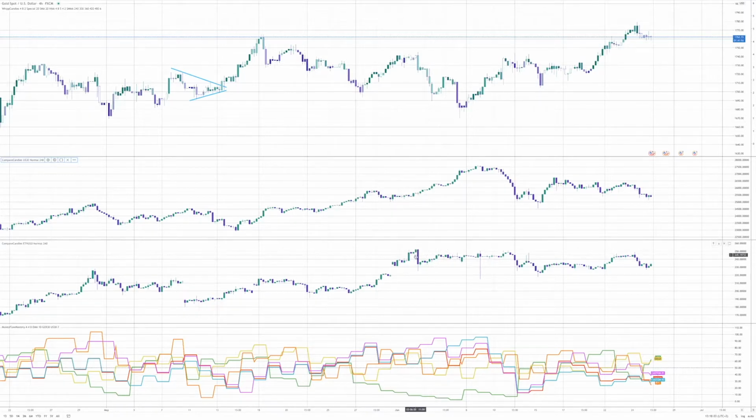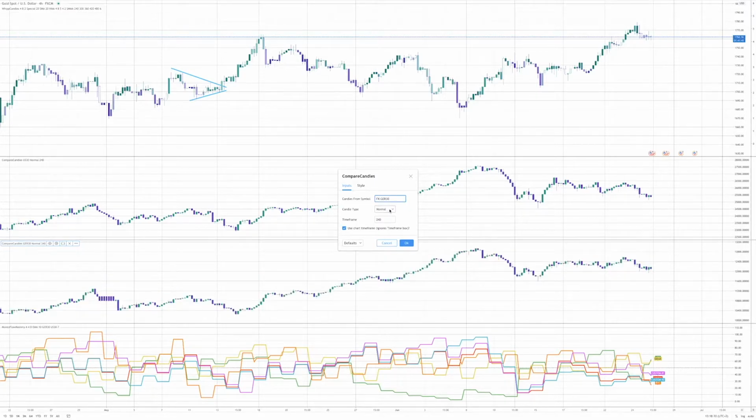Then the second Compare Candles, we are going to go to Ger30. So we're going to go for the DAX, the German 30 FXCM, and we're going to have normal candles, current time frame yes. Okay, thank you very much. Okay, and then down to Money Flow Mastery.